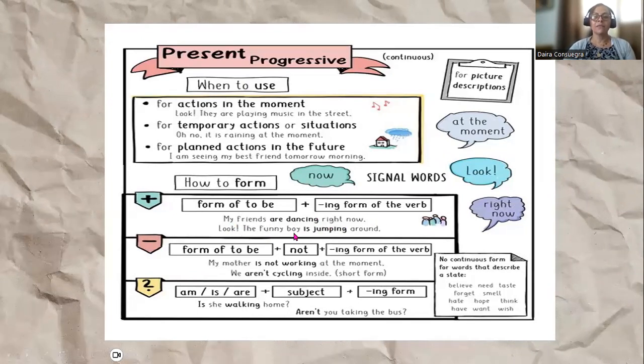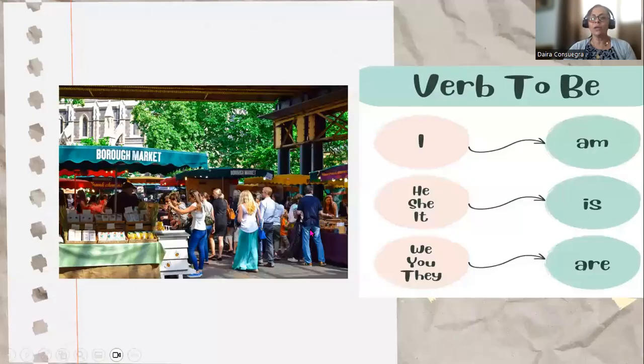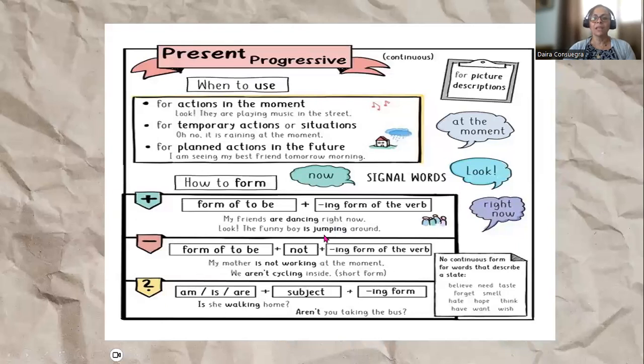Look, the funny boy is jumping around. Mira, el niño divertido está brincando alrededor. Is. Why do we use is? Because we're talking about he. He is. And then the verb jump, we add the ing. And in that way, we're talking about the affirmative way and affirming something.